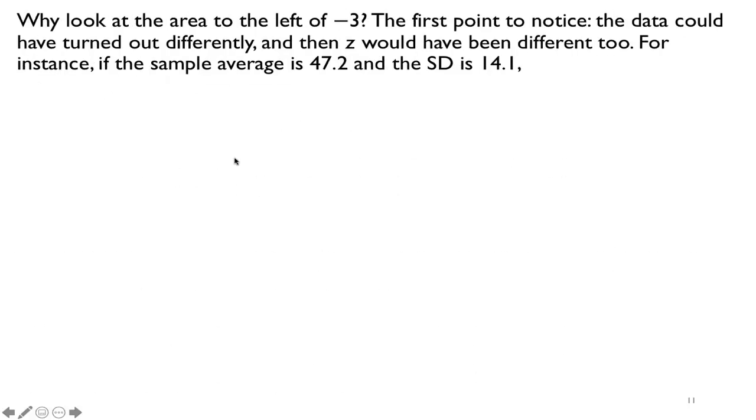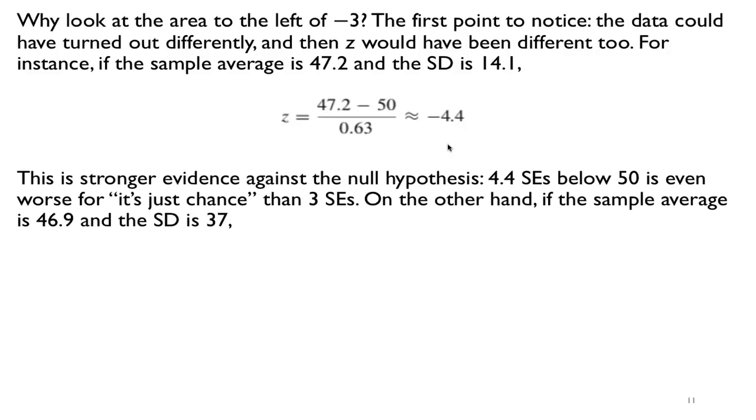Well, suppose that we did this test and we get different numbers. I say I want to pick 500 tickets. I get the average is 47.2. The SD was 14.1. Based on this, we calculate the z-score again. 47.2 minus 50 divided by 0.63. Again, 0.63 is the standard error if you calculate it. You get negative 4.4. So I do this test and I get negative 4.4. This is even stronger evidence against the null.